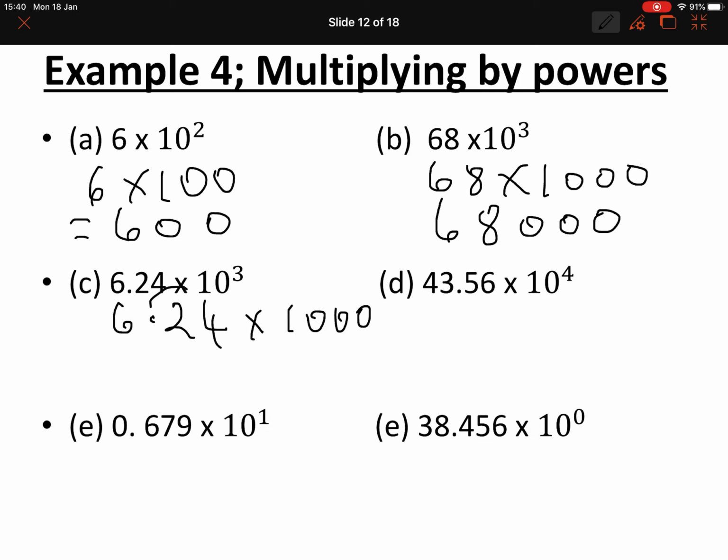Right, 6.24 times 10 cubed. So you're really doing 6.24 times 1,000. And when you times by 1,000, be careful. The decimal point moves forward 3 times. 1, 2, and 3. So that's 624. Because I've got an arch with nothing underneath it, I need to put a 0 underneath.